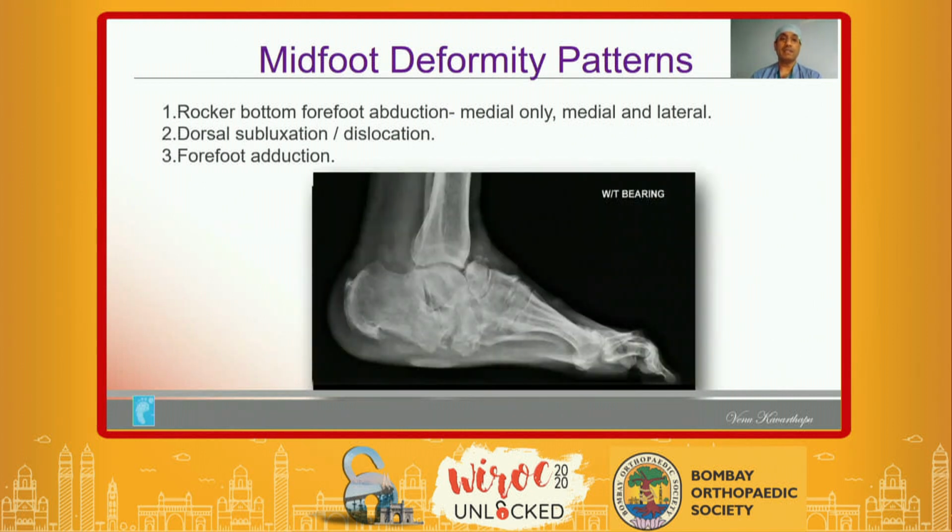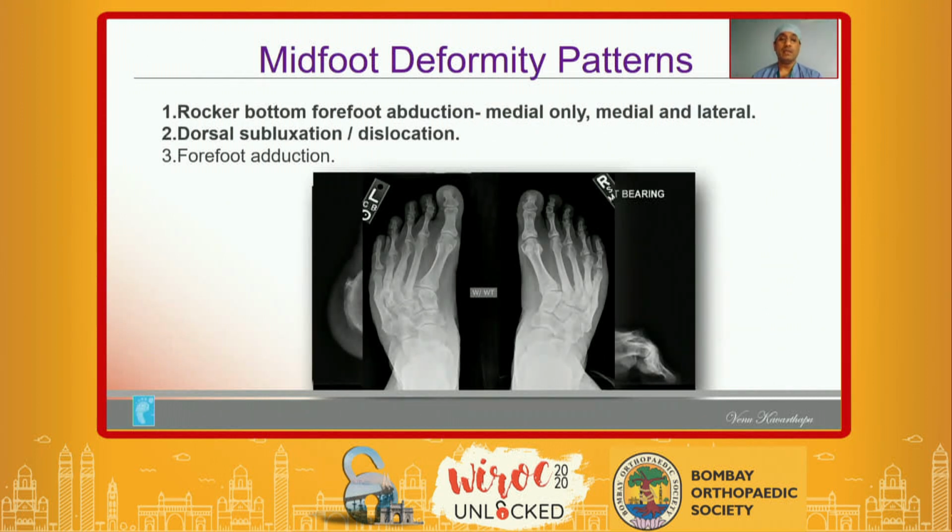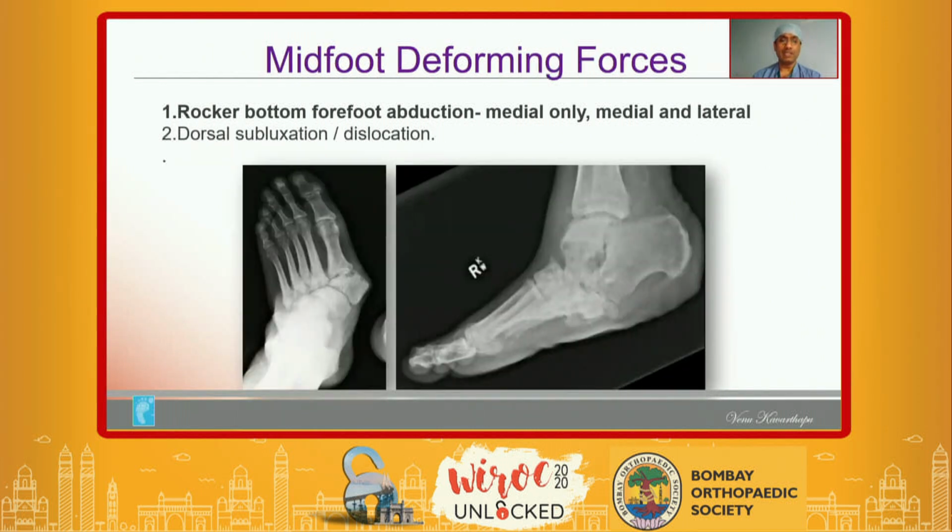A different pattern is a dorsal subluxation or dislocation type. And the third one is the forefoot adduction pattern. The forefoot adduction pattern is much less common, and that is due to the failure of the lateral column. But if you look at the frequency of these, the pattern 1 and 2 are the commonest. So let's go through the deforming forces that operate in these deformities.